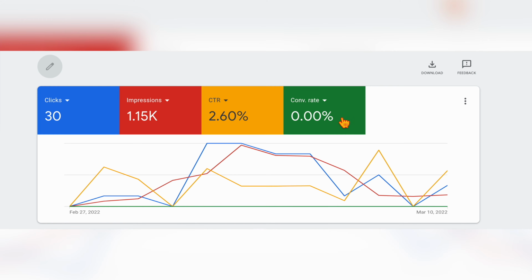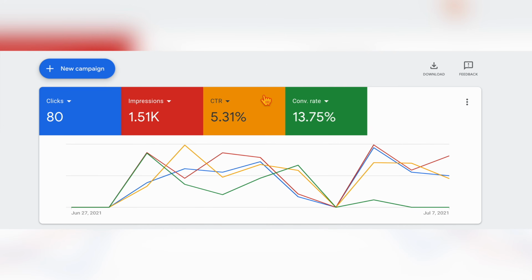So the main difference between these two campaigns was that the campaign that failed the initial testing phase had a lower click-through ratio and a 0 conversion rate, versus the campaign which passed the initial learning phase, which had a high click-through ratio of above 5% and a very high conversion rate of above 13%.